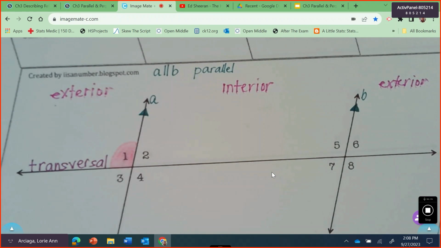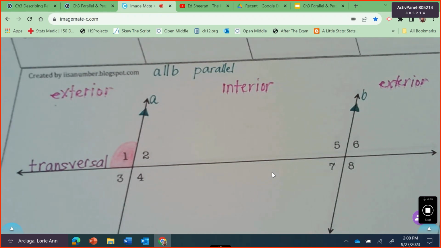2? No. Because corresponding means one in, one out. We already have one outside, right? We have to find an angle that is in the interior, and it has to be on the same side of the transversal. It cannot be 2 because that's a linear pair, so not that one. I heard it. 5. Very good, Miguel. So 1 and 5. You're gonna color this one pink also.